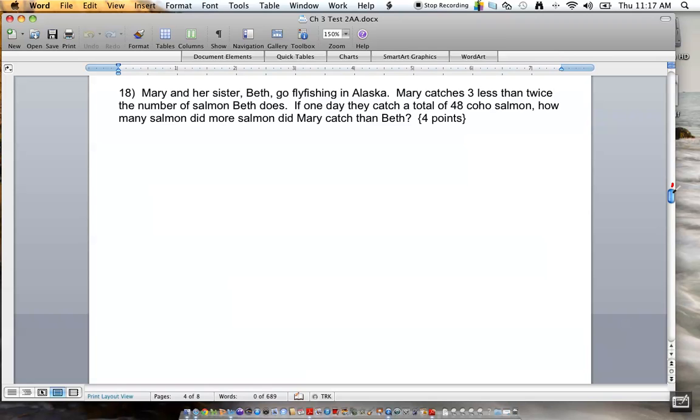Okay, next up, Mary and her sister Beth go fly fishing in Alaska. Mary and Beth have a great life. Mary catches 3 less than twice the number of salmon Beth does. If one day they catch a total of 48 coho salmon, how many more salmon did Mary catch than Beth? Alright, I don't know how many Beth has, I'm gonna call that x. I know that Mary has 3 less than twice, so 2x minus 3. And now I can cross all of this off.